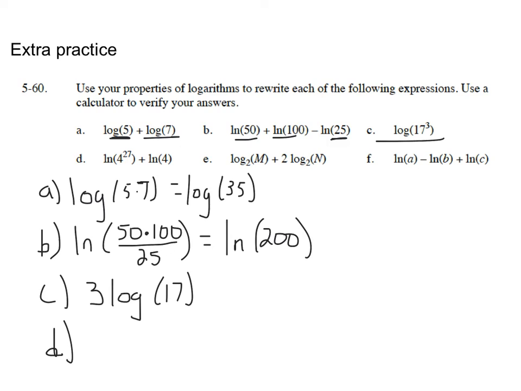Part D, I am adding, so this is the ln of 4 to the 27th times 4. When you multiply like bases, add your exponents. This is the ln of 4 to the 28th power.